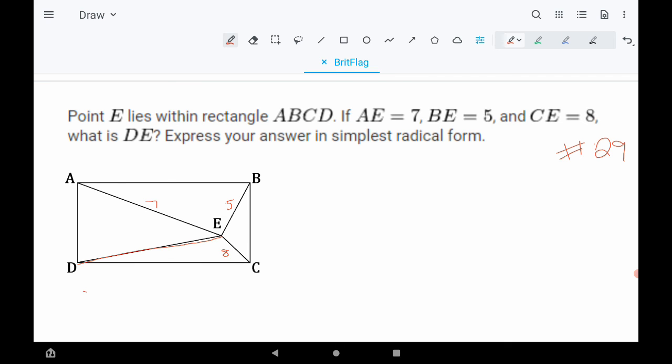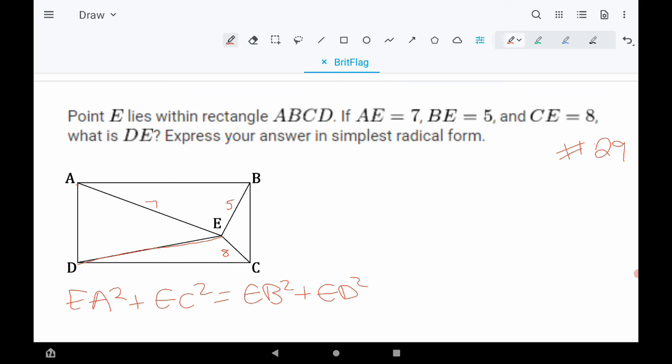Okay. Well, this problem is screaming at us to use the British Flag Theorem, right? It has the exact configuration we need, and it has many lengths. That's important, right? We don't want just variables in our theorem or equation. So let's just write out the theorem again. EA squared plus EC squared is equal to EB squared plus ED squared.